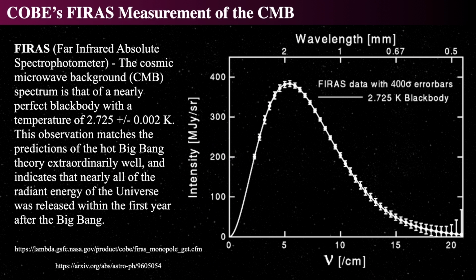And in 1994, they published this result from the Far Infrared Absolute Spectrophotometer, which was one of the instruments on board COBE as it orbited as a spacecraft. And they found that it was a perfect black body to within 2/10 of 1%. And the temperature they found was 2.725 Kelvin, or almost 2¾ degrees above absolute zero.